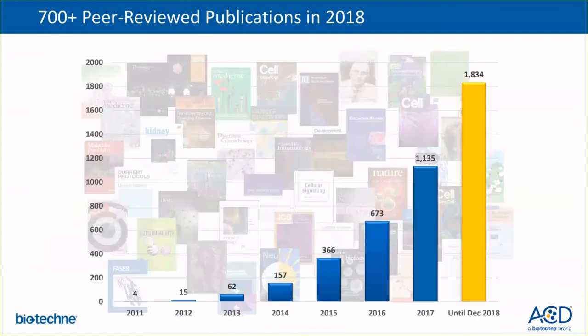The growth and adoption of the RNAscope technology is best exemplified by the number of peer-reviewed publications in fields such as cancer research, neuroscience, and infectious diseases, just to name a few. We had our first publication in 2011, and since then, there have been over 1,800 peer-reviewed papers published using RNAscope technology in numerous journals, including many top-tier ones.